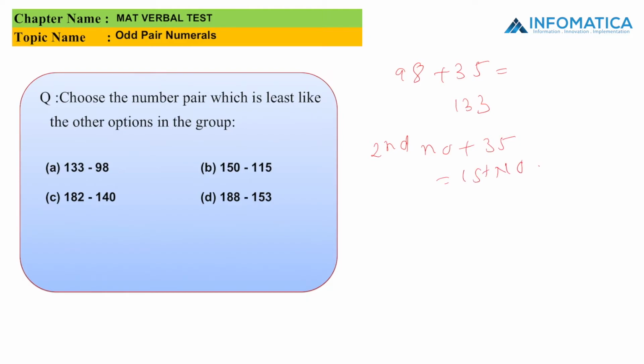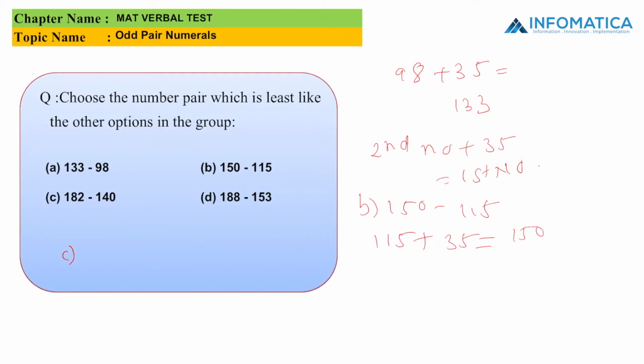Option B is 150 and 115. So if we add 35 to 115, we get the answer as 150. So is it following the pattern, students? क्या ये pattern follow कर रहा है? मैं डेफिनेटली कह सकता हूँ कि ऑप्शन ए एंड ऑप्शन बी एक पैटर्न फॉलो कर रहे हैं.